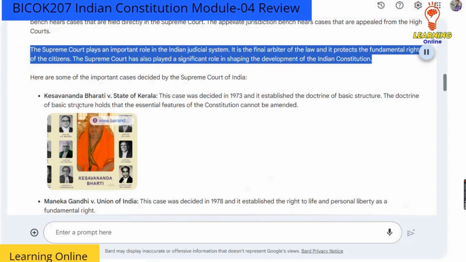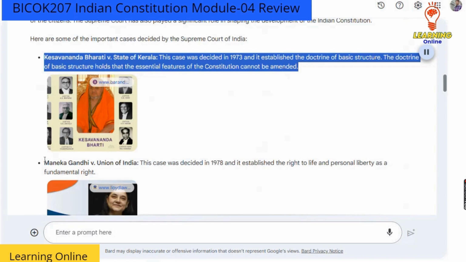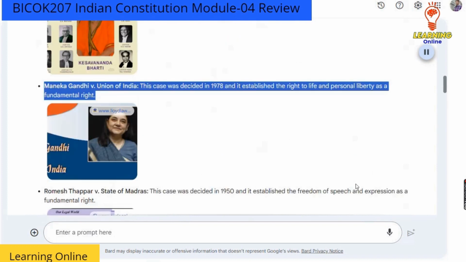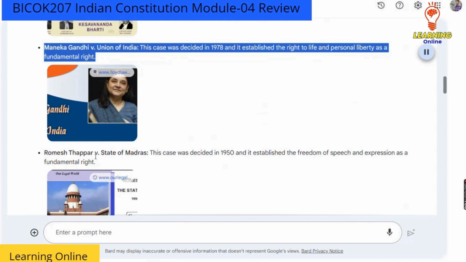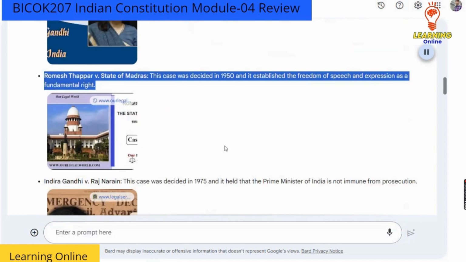Kesavananda Bharati vs. State of Kerala. This case was decided in 1973 and it established the doctrine of basic structure. The doctrine of basic structure holds that the essential features of the constitution cannot be amended. Maneka Gandhi vs. Union of India. This case was decided in 1978 and it established the right to life and personal liberty as a fundamental right.